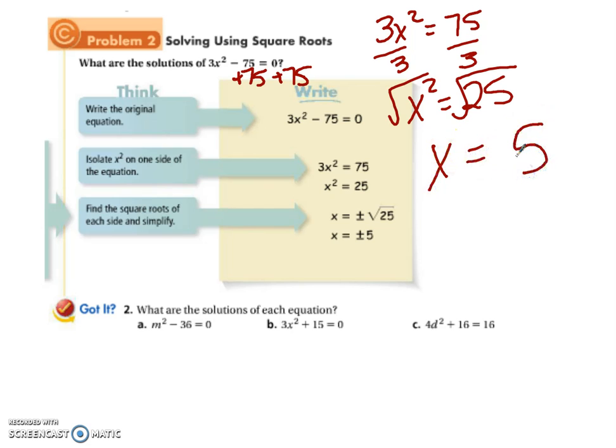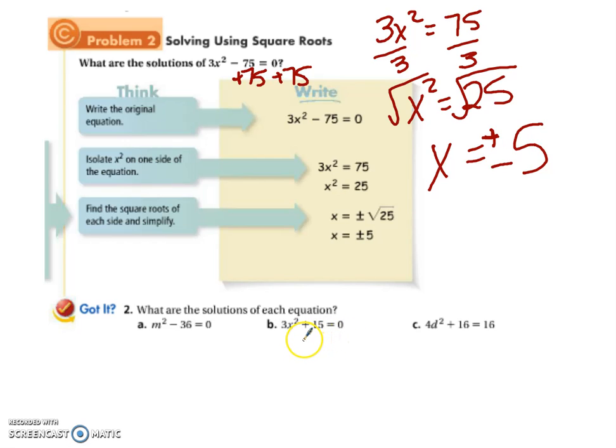5. Now, you have to think about this. What times itself gives me 25? Positive 5 times positive 5 gives me 25, but also negative 5 times negative 5 gives me 25. So when you do take the square root, it's usually positive and negative 5. Okay? All right, so I'm going to do another example down here.